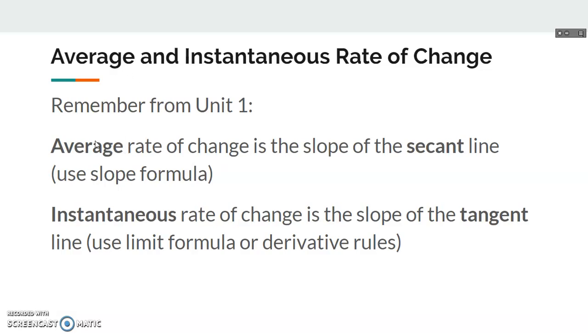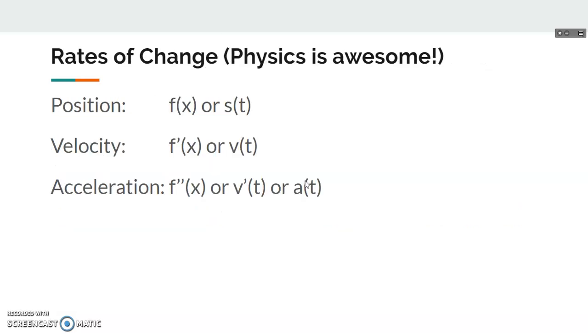Remember that average rate of change is always going to need a slope calculation. Instantaneous rate of change is going to be the slope of the tangent line, so you're either going to use that limit formula with a quotient or the derivative rules, depending on what the AP question asks for. And remember that the derivative of position is velocity, and the derivative of velocity is acceleration.